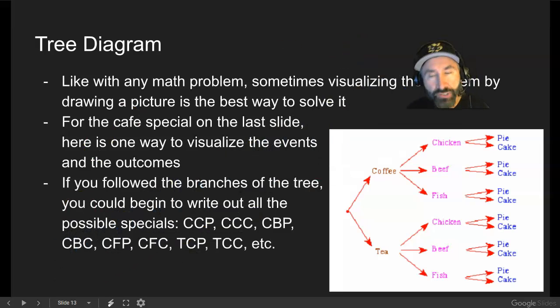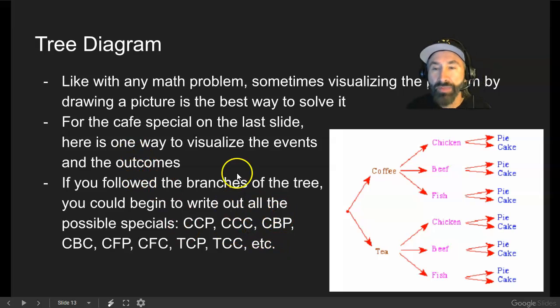Now, just to tie it all together, if you followed the branches of the tree, you could begin to write out all of the possible specials. And here I have abbreviated the first few. Coffee, chicken, pie; coffee, chicken, cake; coffee, beef, pie; coffee, beef, cake; coffee, fish, pie; and coffee, fish, cake; tea, chicken, pie; and tea, chicken, cake, etc.